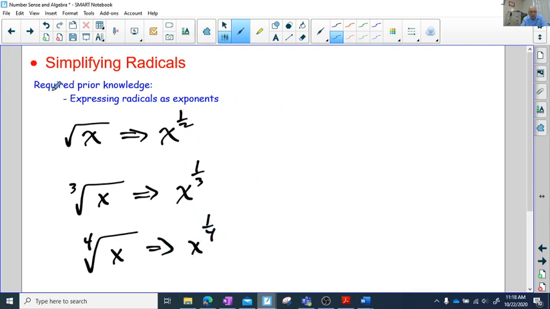Again, this is not new. I'm requiring you to demonstrate your prior knowledge. What if I had the fourth root of x to the 7th power? How do I write that as a radical? Well, or sorry, as an exponent. It would be x to the 7 over 4.